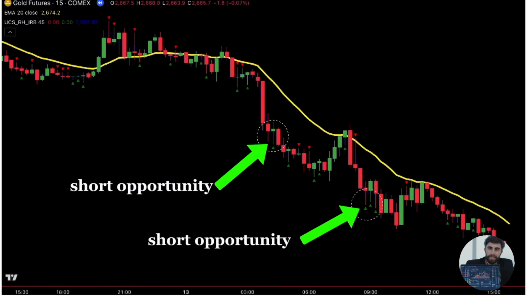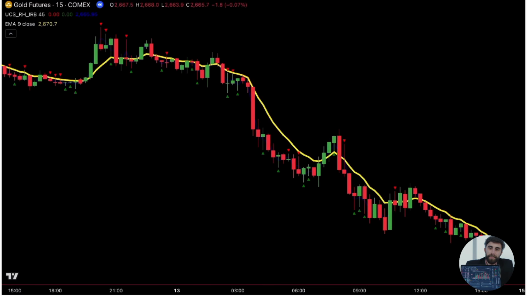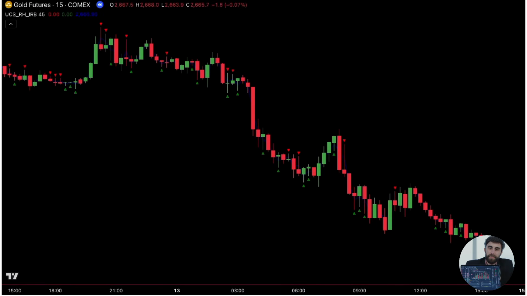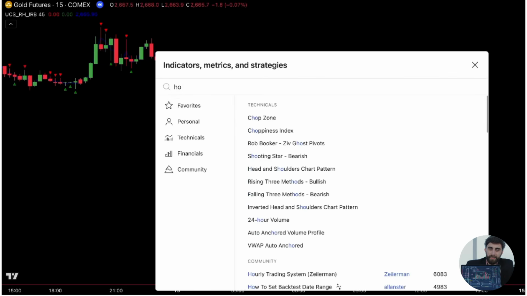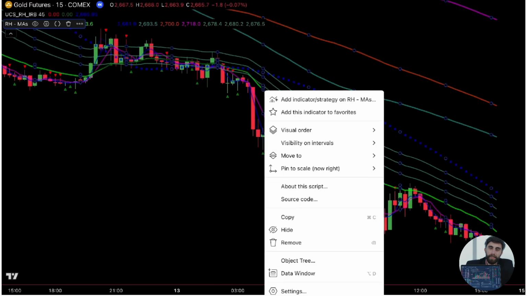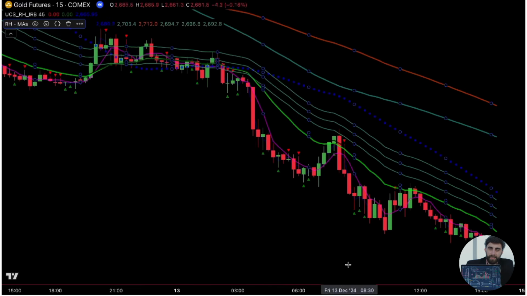Even with the inventory retracement indicator, you might want more precision. That's where Hoffman's overlay indicator comes in. Here's how to set it up. First, we remove the 20 exponential moving average as we don't need it anymore. Go to the indicator, search for Hoffman again and select Hoffman's overlay. Go into the settings and customize it. Remove unnecessary lines like the fast speed line and trend line 4. Simplify the display by adjusting the settings to focus on what matters.